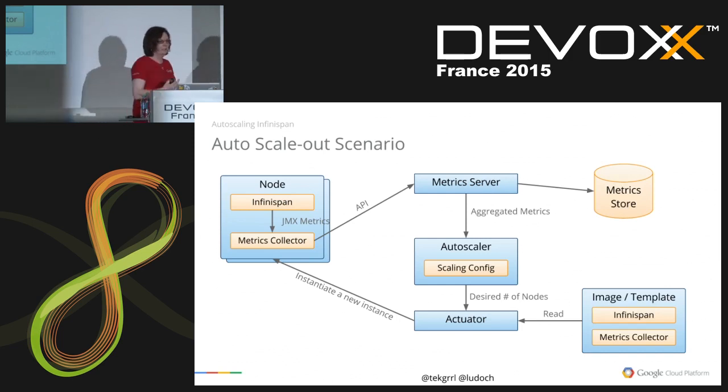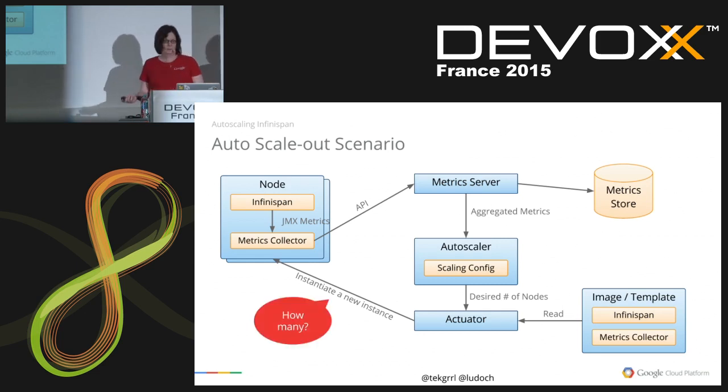We have nodes running Infinispan and also doing metrics collection via JMX. This is all automatic and built-in, nothing much to do here. We also have a metric server collecting metrics from JMX. We have an autoscaler with some configuration for autoscaling: when we should autoscale, what we should autoscale on, the maximum number of instances we should have, the minimum number of instances, maybe a cooldown period to stop us from going backwards and forwards, spinning up instances and dropping them down again. An actuator will actually perform the process of creating new instances or tearing down old instances. And we also have a template that says how you build a new instance, because we need to build new instances exactly the same as the other instances in what we're going to call a group in a second.